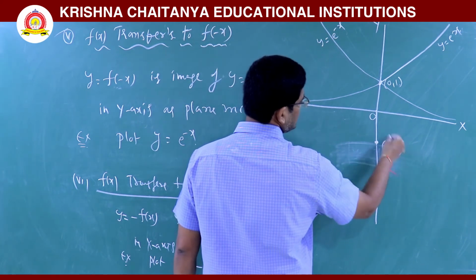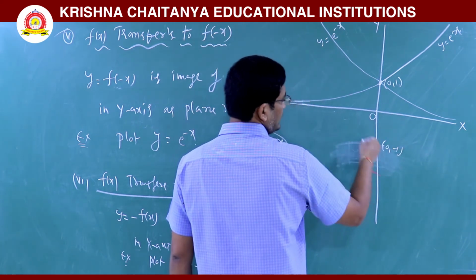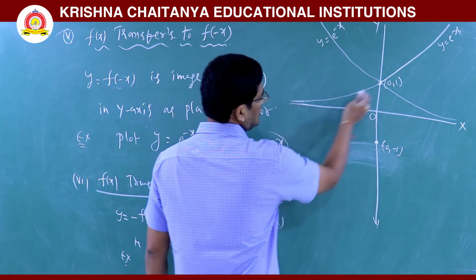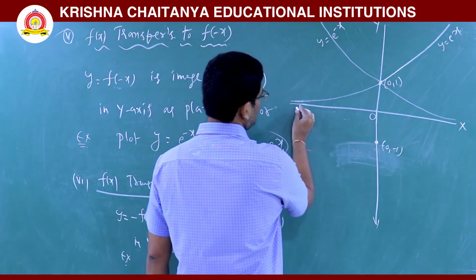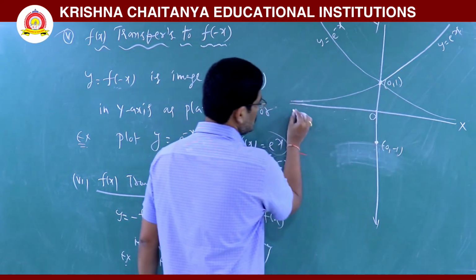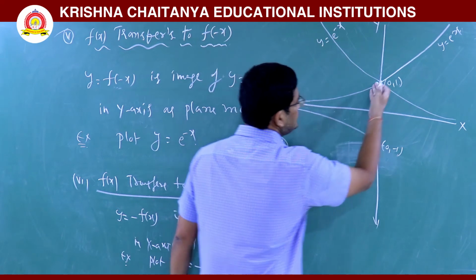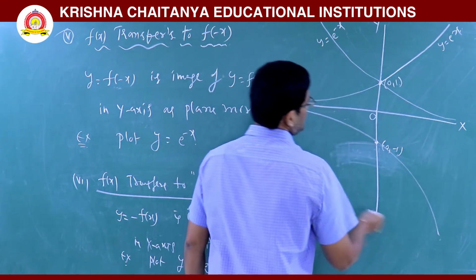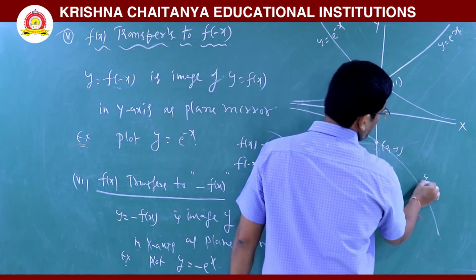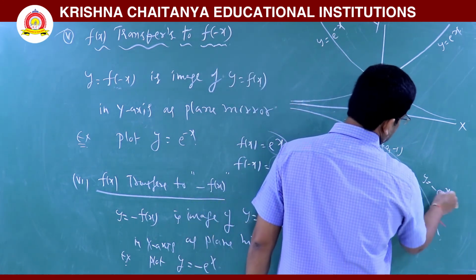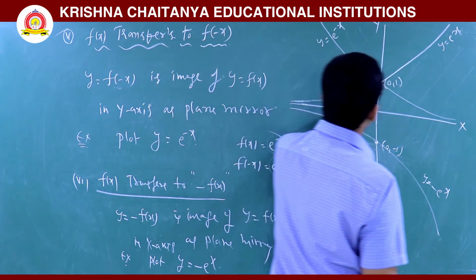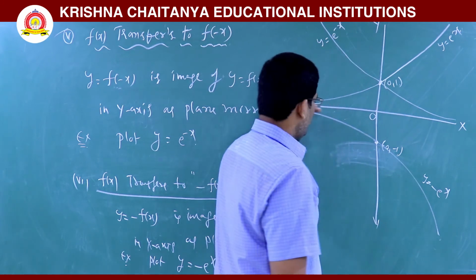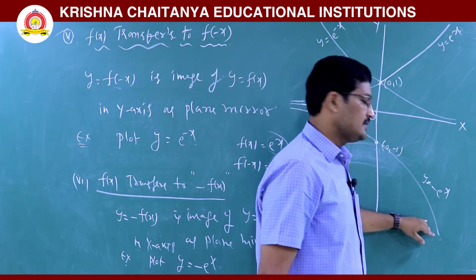Suppose 0 comma 1 is at a distance of 1 unit from the origin along the y-axis, then the image of 0 1 is 0 minus 1. So the image of this part should be like this. The image of this part, it is a plane mirror, it should be like this. So this is the curve y equals minus e power x. This is the curve y equal to e power x. This is the curve y equal to e power minus x. This is the curve y equal to minus e power x.